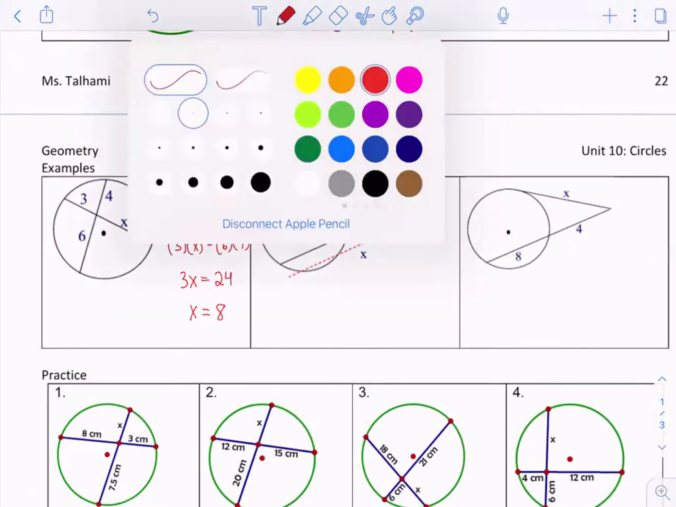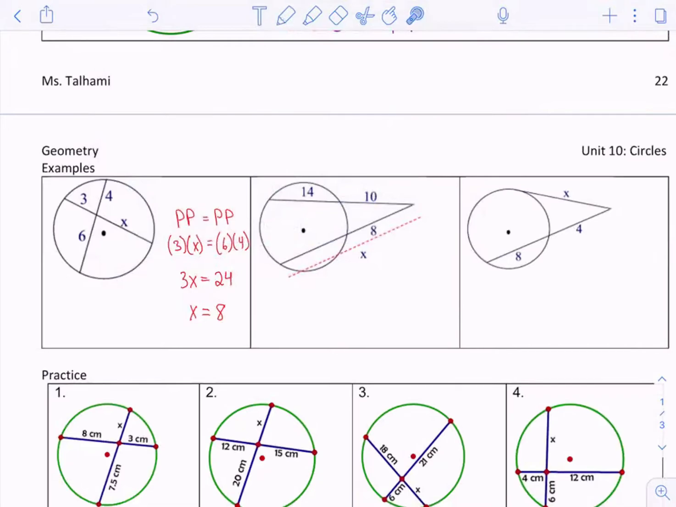Now if I look at the second example, I have a secant and a secant. So this rule is wee-wee: whole times exterior equals whole times exterior. Now if I focus on just this secant, the whole thing is 10 and 14 together. I'd have to add them. So 14 plus 10 is 24. So my whole is 24. And just my exterior there is 10.